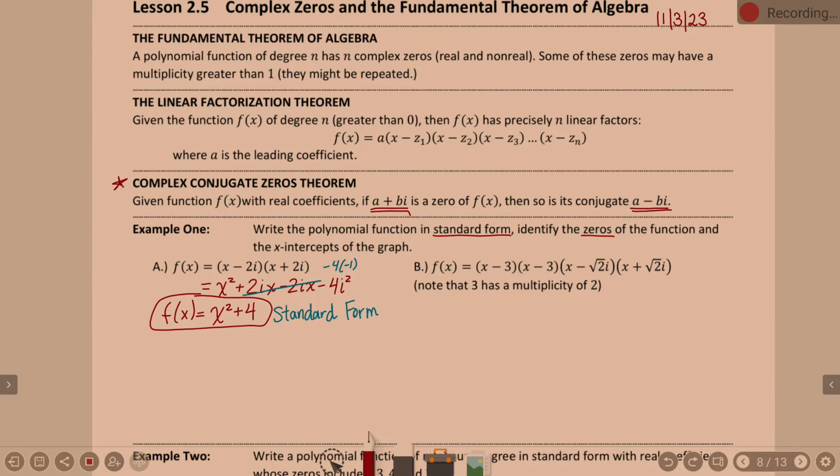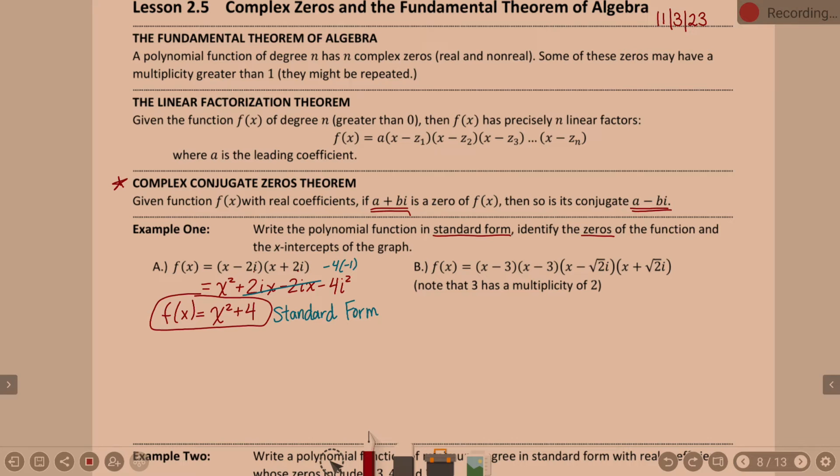Plus or minus the square root of negative 4. We do the square root of negative 4. Square root of 4 is 2. Square root of the negative is i. So plus or minus 2i.